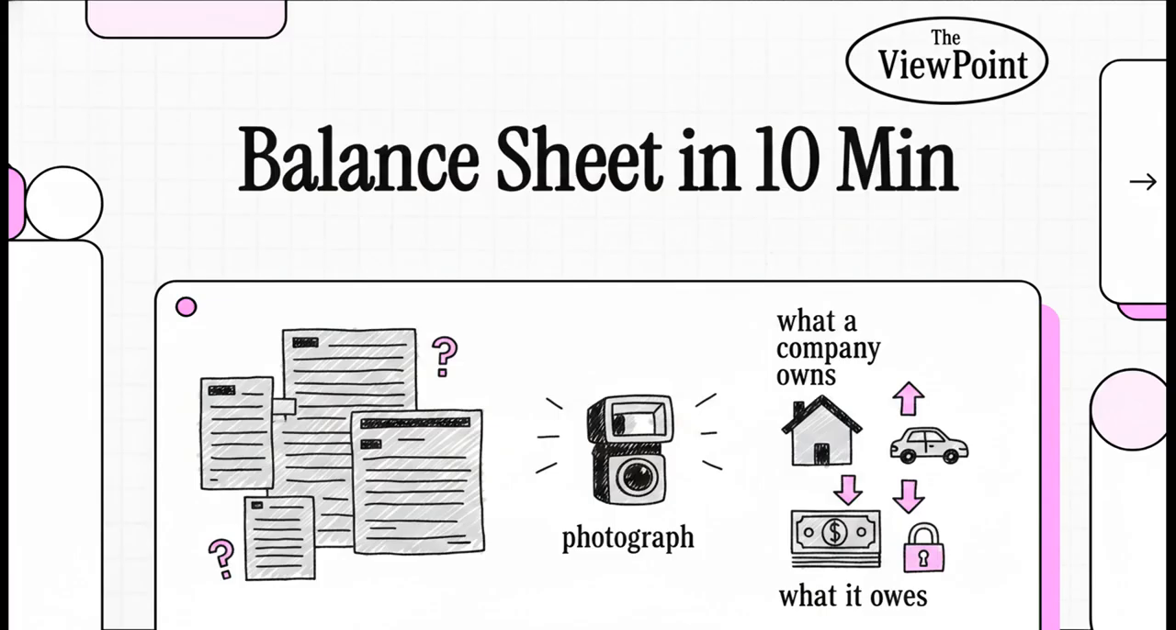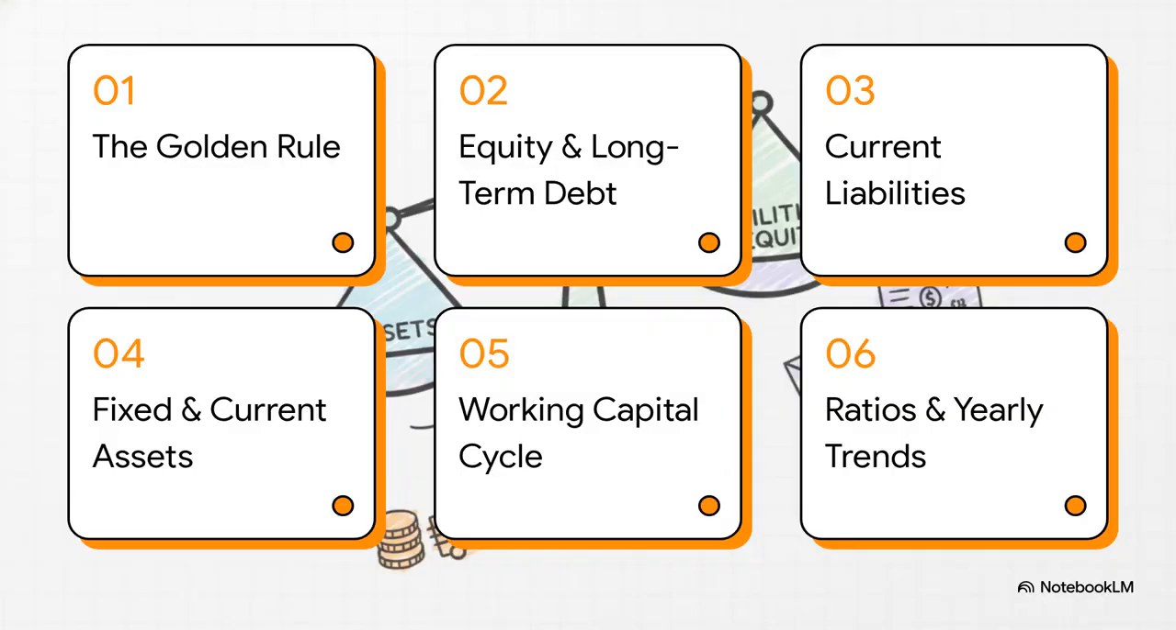in under 10 minutes. Here's our roadmap for today. We'll cover 1. The golden rule. 2. Equity and long-term debt. 3. Current liabilities. 4. Fixed and current assets. 5. The working capital cycle. And finally, 6. Ratios and yearly trends.